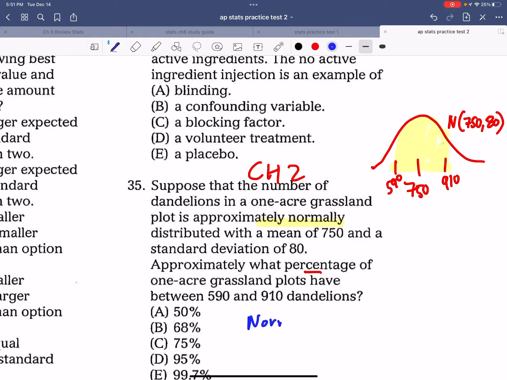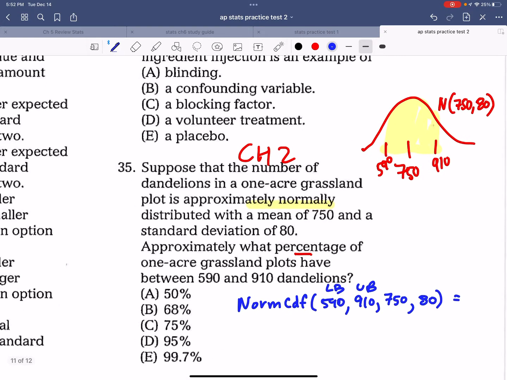So we do norm CDF, lower bound 590, upper bound 910, mean 750, standard deviation 80. We end up getting an answer here of around 0.95. There we go. Could we have done this without a calculator? And my answer is actually yes.